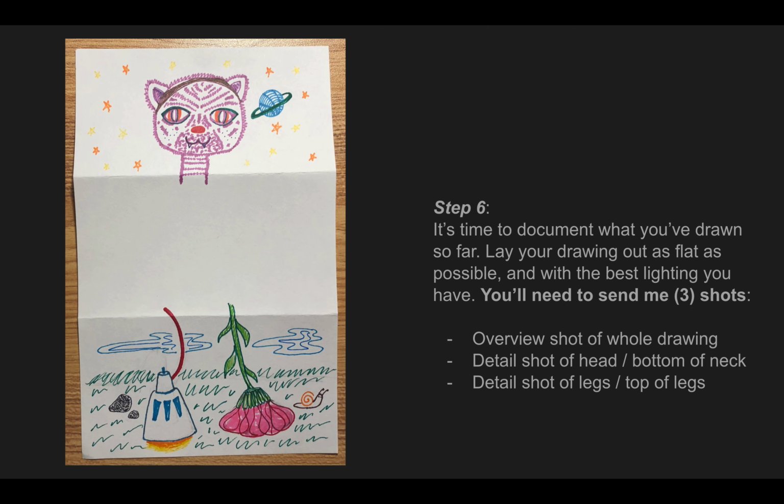Step six, this is when it's time to document what you've drawn so far. You're going to lay your drawing out as flat as possible and with the best lighting that you have. You're going to send me 3 shots: an overview shot of the whole drawing, a detail shot of the head and the bottom of the neck, and then a detail shot of the legs and the top of the legs. So this image here would be our overview shot of the whole drawing. And you can see again, the body space has been left blank, and we've just brought the lines from the neck and the lines from the legs up into that space.